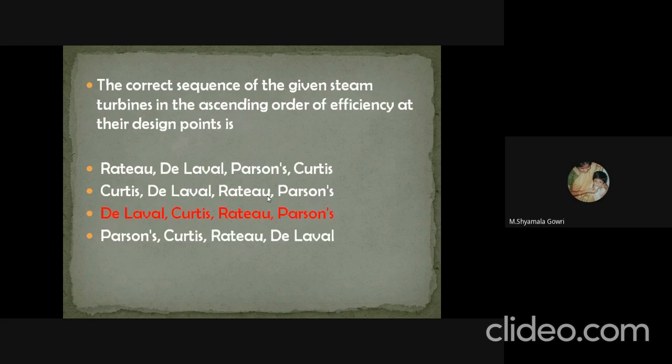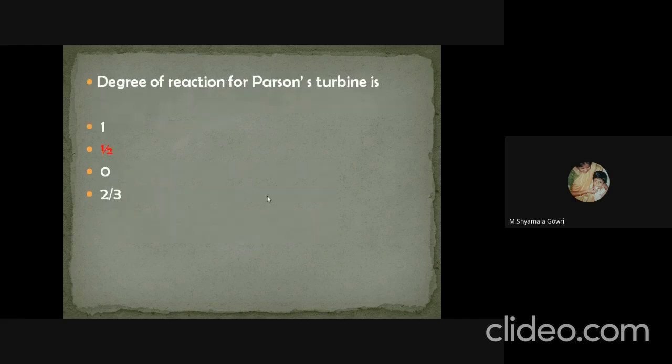The correct sequence of the given steam turbines in ascending order of efficiency at a design point is, we have four options with different orders. The correct ascending order of efficiency is De Laval, Curtis, Rateau, Parsons. The degree of reaction of Parsons reaction turbine is half, 50%.